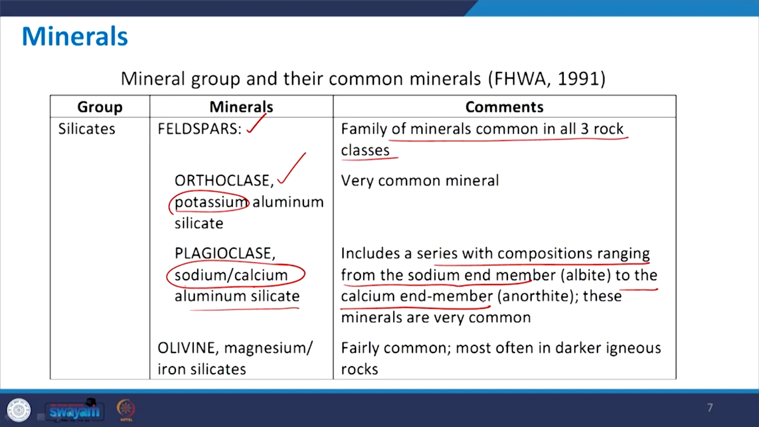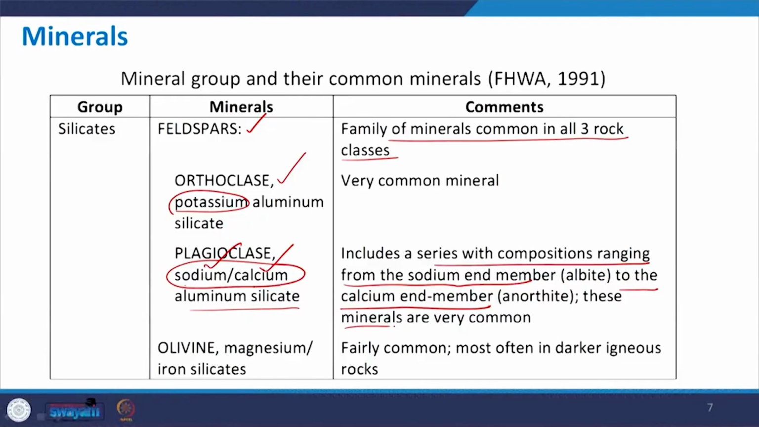You need to be careful that here I am writing sodium calcium. The composition may vary from one end, sodium, to the other end, calcium. These minerals are quite common. Then the next one is olivine, magnesium or iron silicates. These are fairly common, and most often they are present in darker igneous rocks. That is another class of the rock.